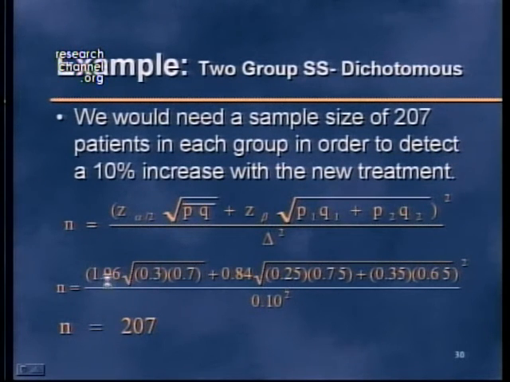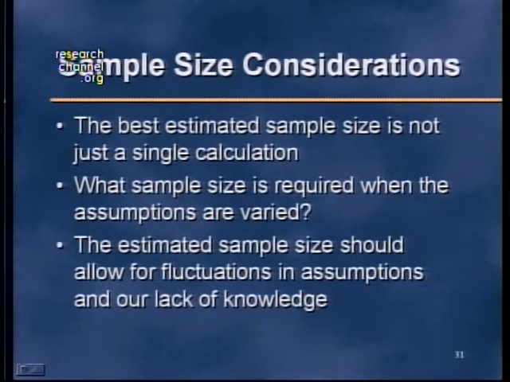So I'll plug into this equation the value of z corresponding to alpha of 0.05 and two tails, 0.84 for the z beta of 0.2. And then, remember, P1 I'm assuming is 0.25, so Q1 is 0.75, P2 is 0.35, so Q2 is 0.65. Is everyone following me? And the average of 0.25 and 0.35, when we have equal samples, is 0.3. So I can plug this in and get a value of 207 patients per group. And I could have done that with SAMPSI in Stata as well.